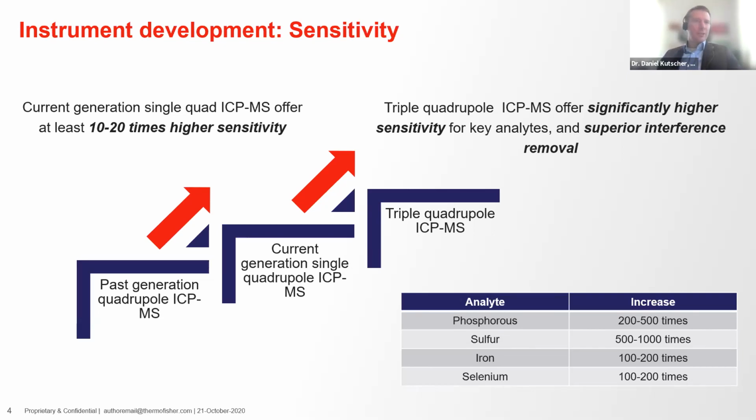You can see some of the factors roughly estimated here on the bottom of the table. This was probably a very conservative estimation. I think you can potentially even say that depending on the analyte and the sample that you look at, the increases may be even significantly beyond that.